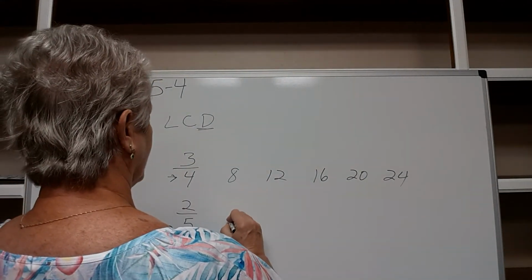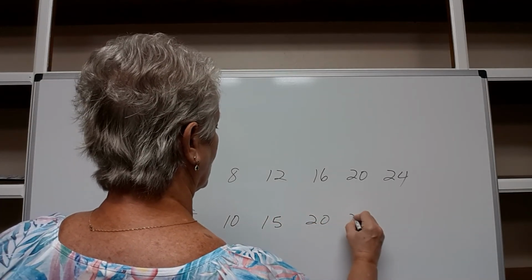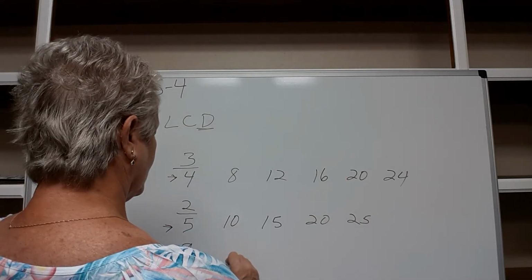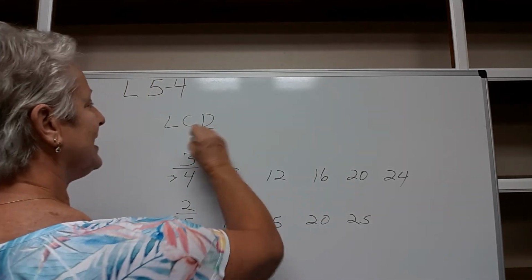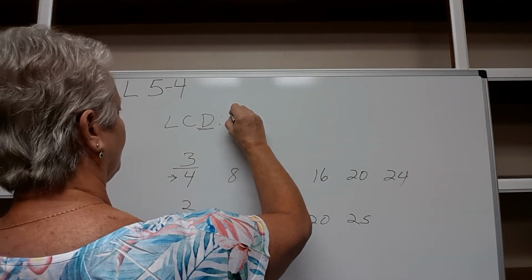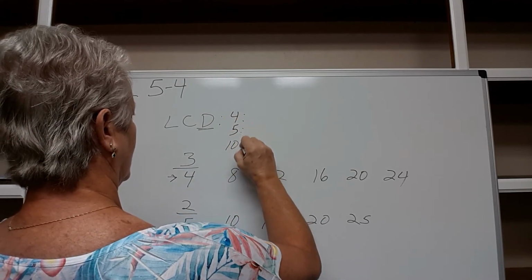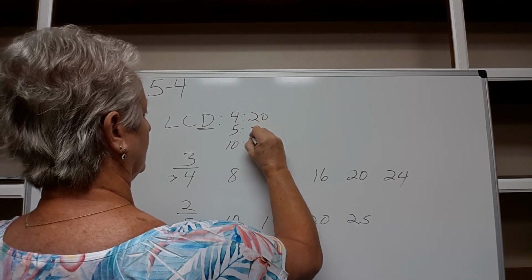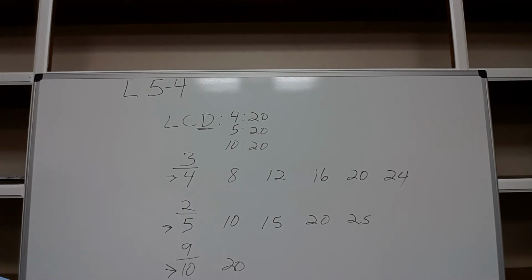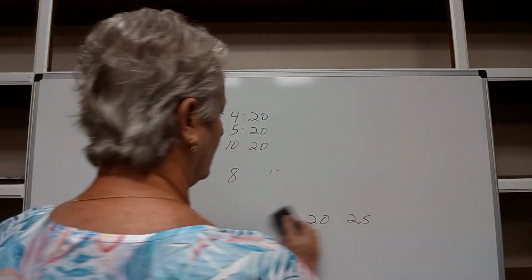Okay? 5, then we have 10, 15, 20, 25. Well, let's stop here because we have 20 in common. So the least common denominator for these 3 fractions with denominators 4, 5, and 10 is 20. Okay? Least common denominator. Let's try another 1 or 2.